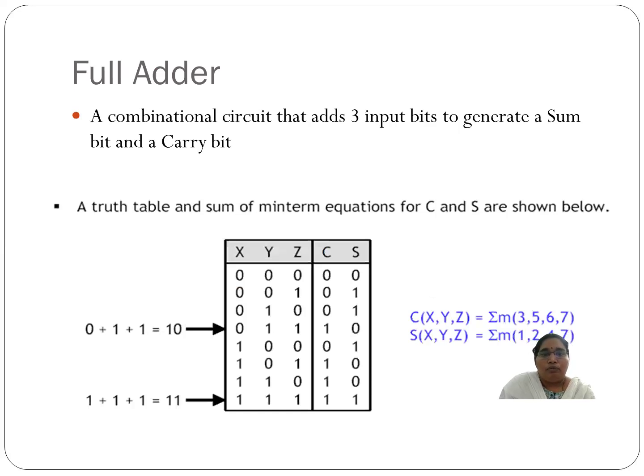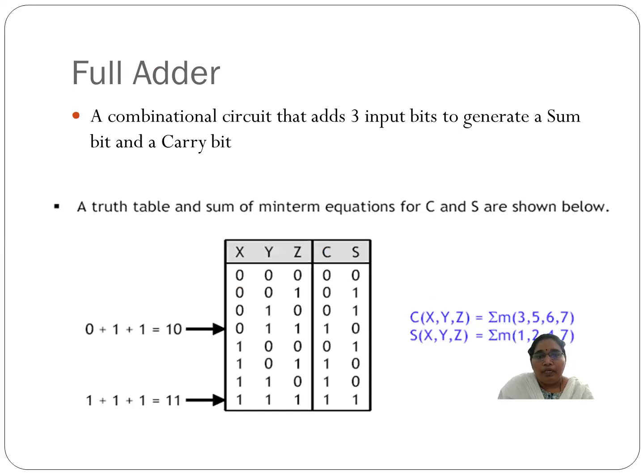And in the last row, all 3 bits are ones. The decimal equivalent of the addition is 3, since three ones are 3, and the binary equivalent is 1, 1. So sum is 1 with carry also 1.